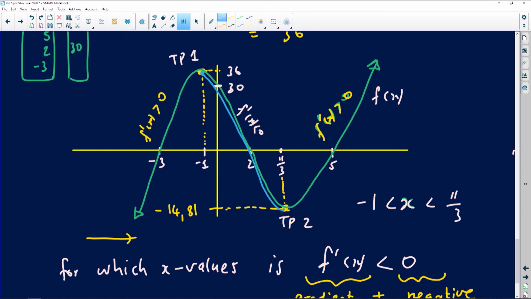Should we include? No, do not include. Including is a mistake because at the turning points, the graphs are not increasing nor decreasing. They are stationary. So the graphs are increasing and decreasing between the turning points. So in this case, please do not add the equal to part. It's just minus 1 less than x, which is also less than 11 over 3. So all x values between minus 1 and 11 over 3 are all the parts where f prime of x is less than 0, or in simple English terms, where the graph is decreasing.